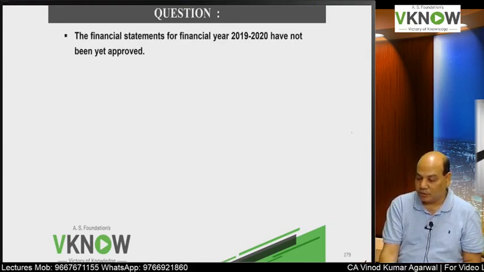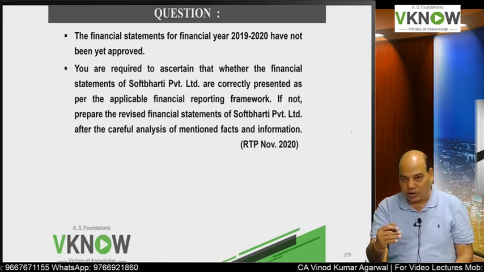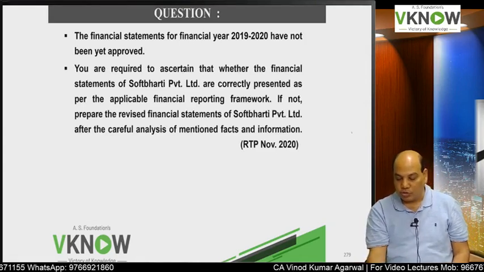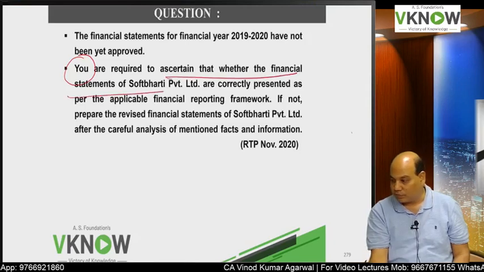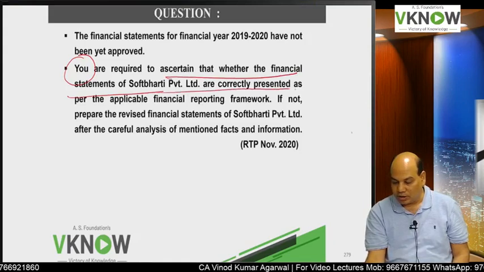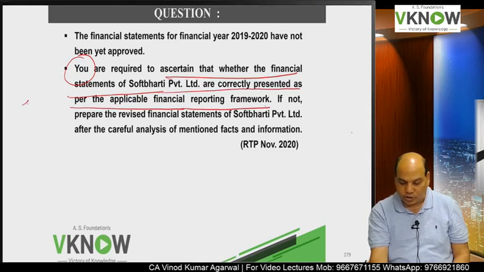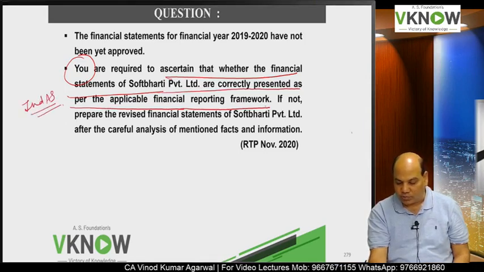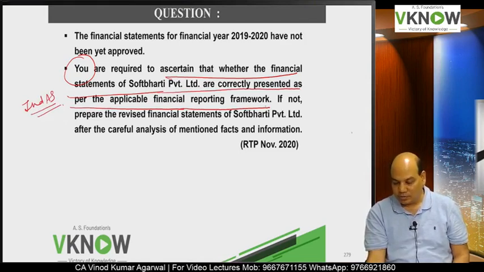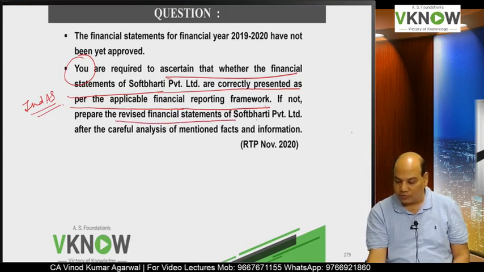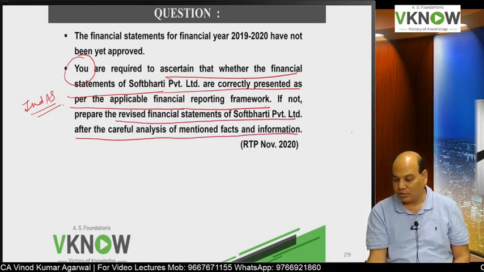Then the financial statements for year 1920 have not yet been approved, which means you first make all the adjustments, then give it to the board for approval. You, not me, are required to ascertain whether the financial statements of Soft Bharti are correctly presented as per the applicable financial reporting framework. The applicable framework is Ind AS for this company, but they have followed accounting standards and Division 1. If not, prepare the revised financial statements after careful analysis of the mentioned facts and information.